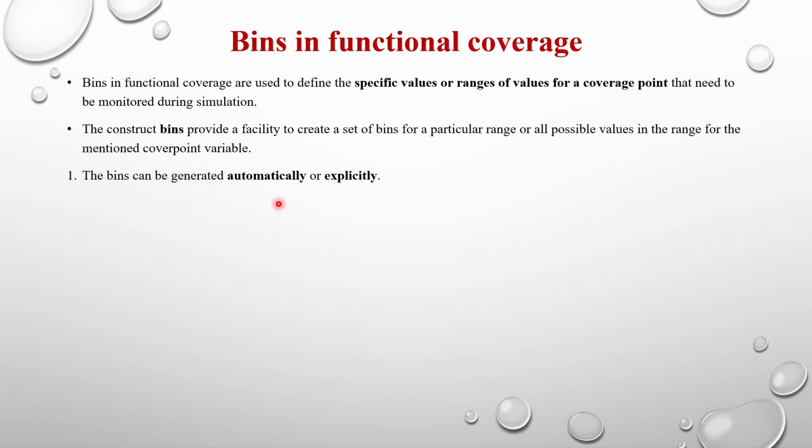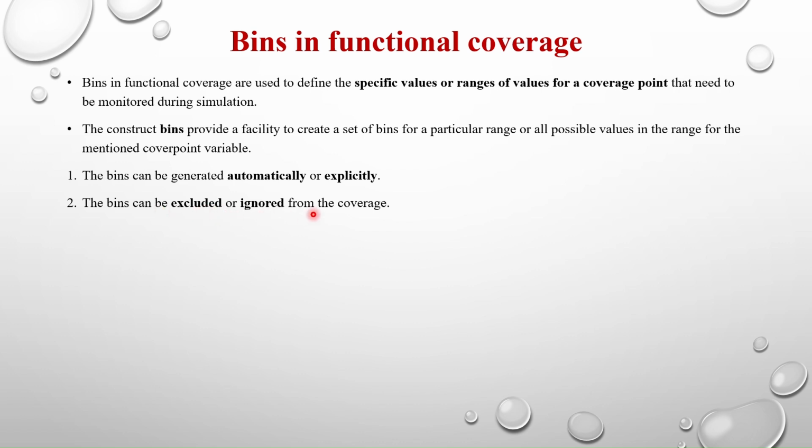Bins can be generated automatically or explicitly. Automatically generated bins are called implicit bins and explicitly generated bins are called explicit bins. We will discuss this in detail in the next slide.